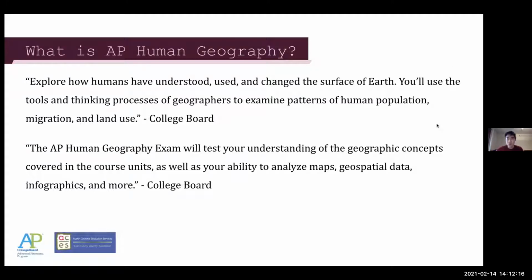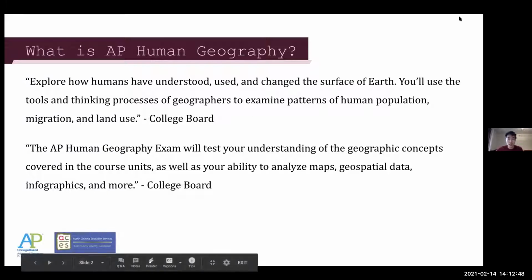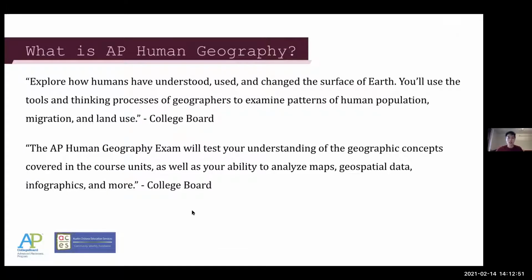Instead of thinking about how we can memorize the locations of places, we think about models and tools and processes that geographers use to examine patterns of human population, migration, and land use, and other important concepts. Furthermore, the human geography exam in particular will test your understanding of geographic concepts, but also your ability to analyze these geographic concepts using maps, geospatial data, infographics, and more. And so we'll be covering a lot of those important concepts during the lessons.